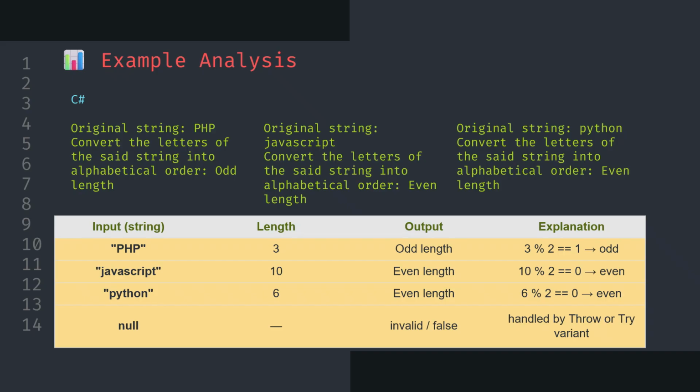Here are some concrete examples. Use the throwing variant if you want immediate failures during development. Use the try version in production flows where invalid input is expected.